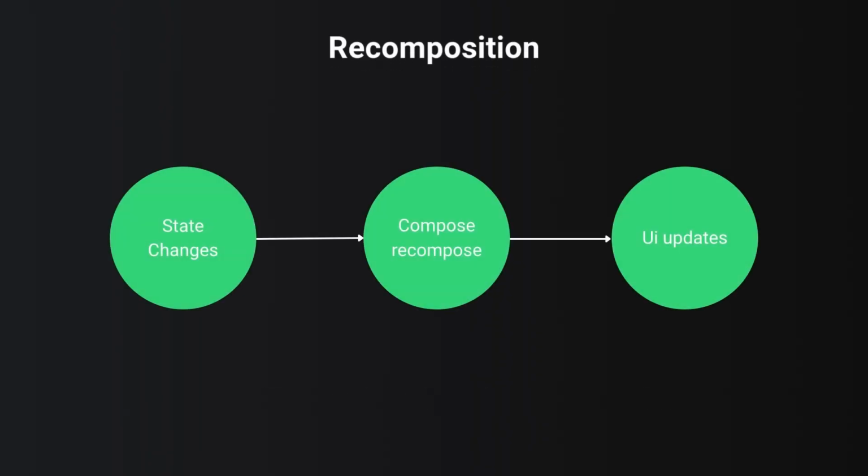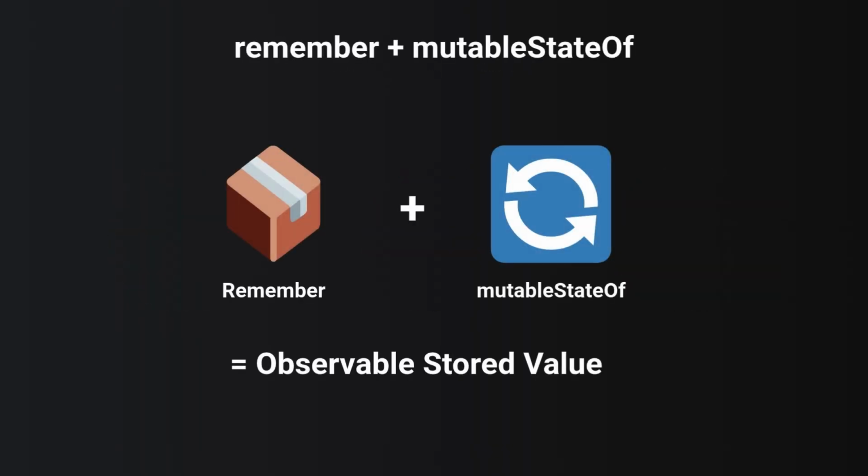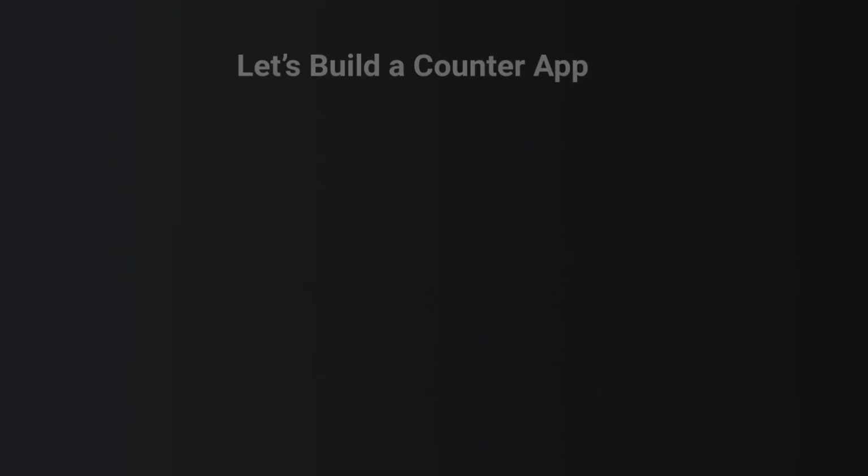Instead of updating individual views manually, Compose redraws the UI whenever the state changes, ensuring the screen always reflects the latest data. To create state in Compose, we use remember along with mutableStateOf. Remember stores a value across recompositions, while mutableStateOf makes the value observable. Together, they allow us to hold and update state in our composable.